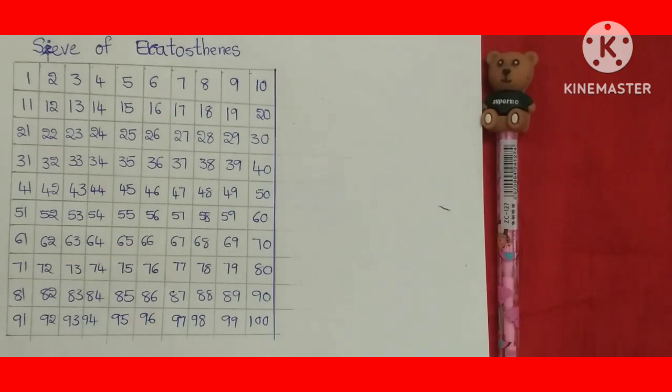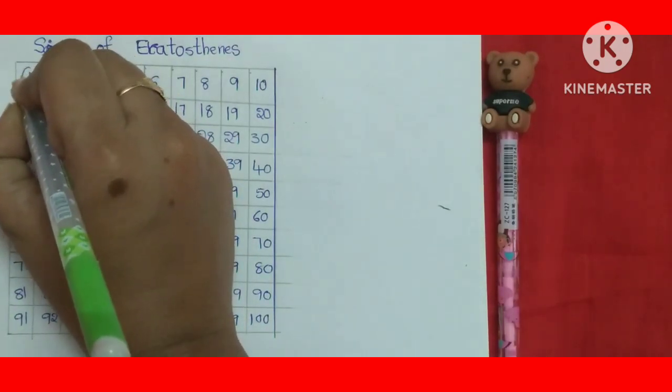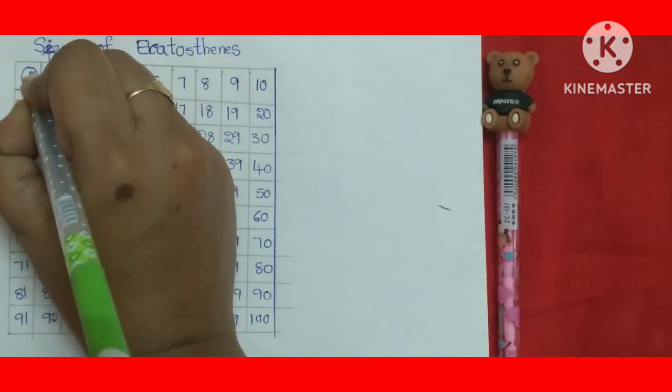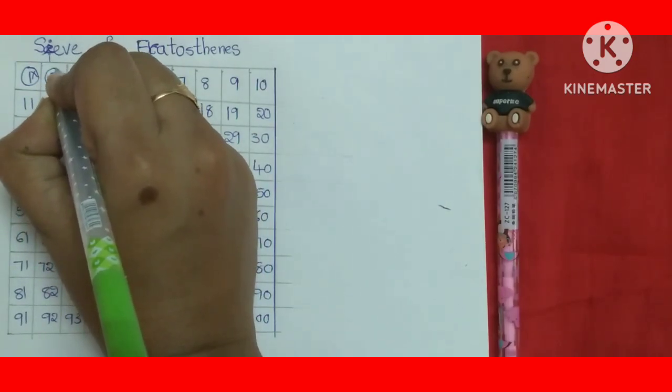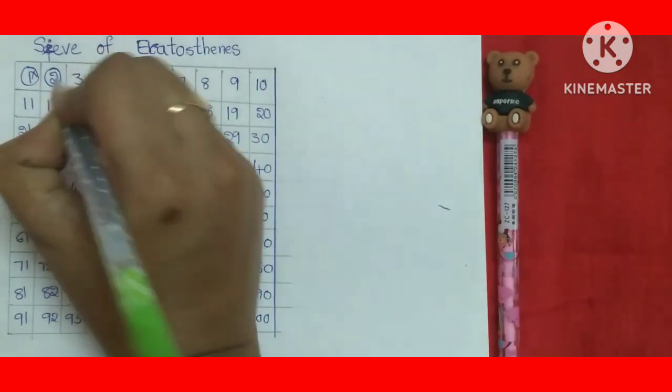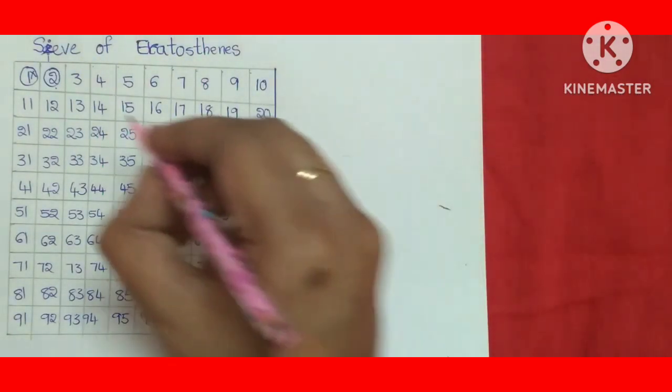To find prime numbers from 1 to 100, we have a method, the sieve of Eratosthenes, proposed by Eratosthenes, a Greek scientist. In this method, we take a 10 by 10 grid. In this grid, we write numbers from 1 to 100, but we cancel the number 1 because it is neither prime nor composite. And 2 is a prime number, that's why we are rounding the number 2.